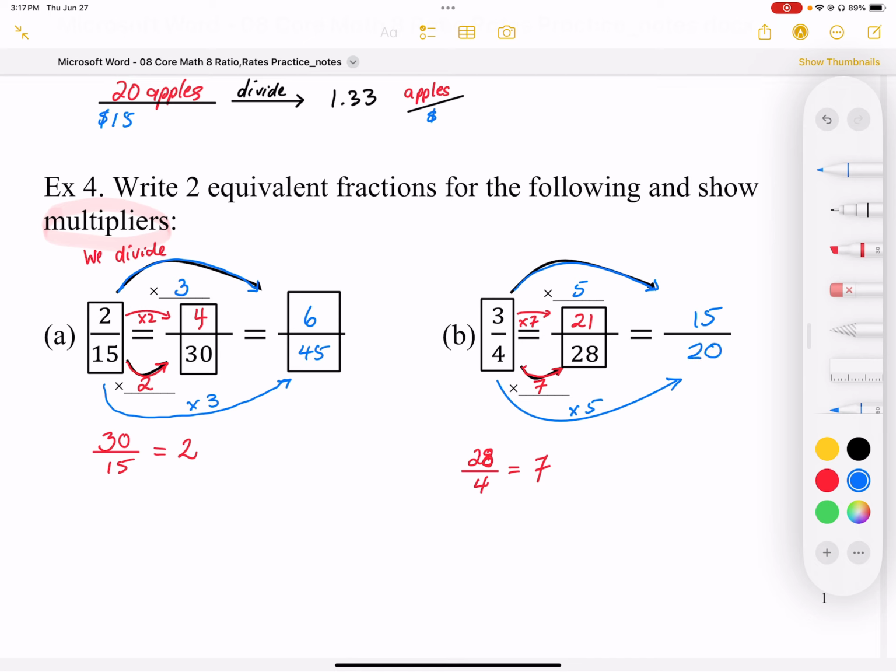4 times 5 equals 20. And that means that 15 divided by 20 is the same fraction as 21 divided by 28, 3 divided by 4.